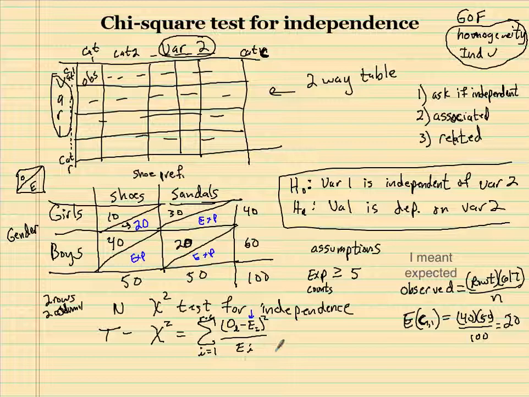Okay, so the first term in this one would be 10 minus 20 squared divided by 20. And you get the chi-squared. Okay, so that's your test statistic. The next step would be to find the p-value. We need to find the p-value.